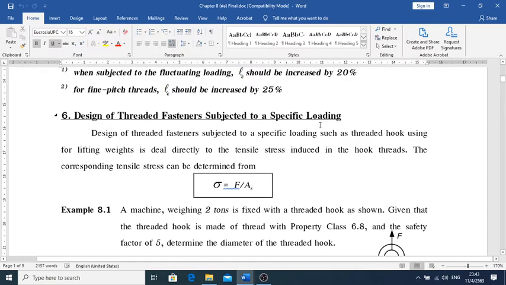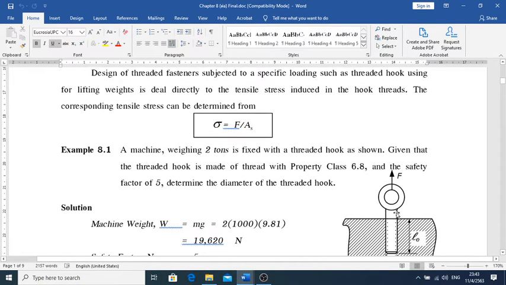I'll show you the case of hanging a load, or lifting some weight, moving the load from place to place. For instance, I'm going to move a machine from place to place. For example, a machine of weight 2 ton that I would like to move from one place to another. So I'm going to use this as an example.